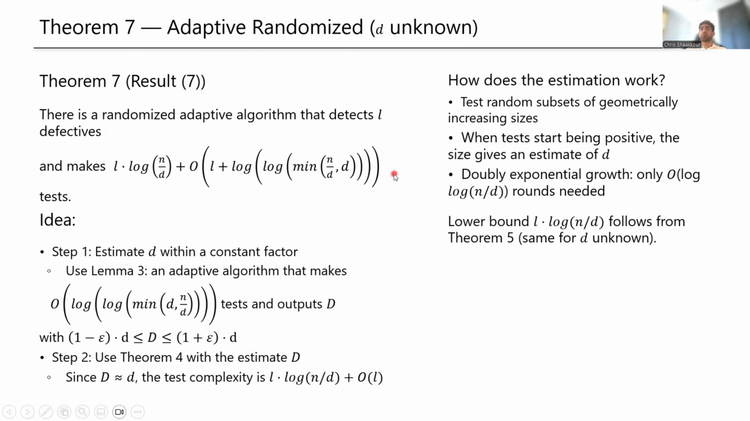So how does this estimation work and why? Test random subsets of geometrically increasing sizes. When the test starts being positive, the size gives an estimation of D. And with doubly exponential growth, only O of log of n divided by D rounds are needed. So the lower bound follows from theorem 5, same for D is unknown.